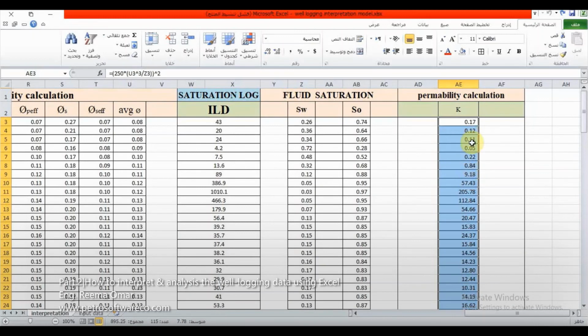So this value has high uncertainty, because the permeability is calculated based on other parameters. The best value of permeability is calculated from core data or from well testing data. So you need to correct this value.